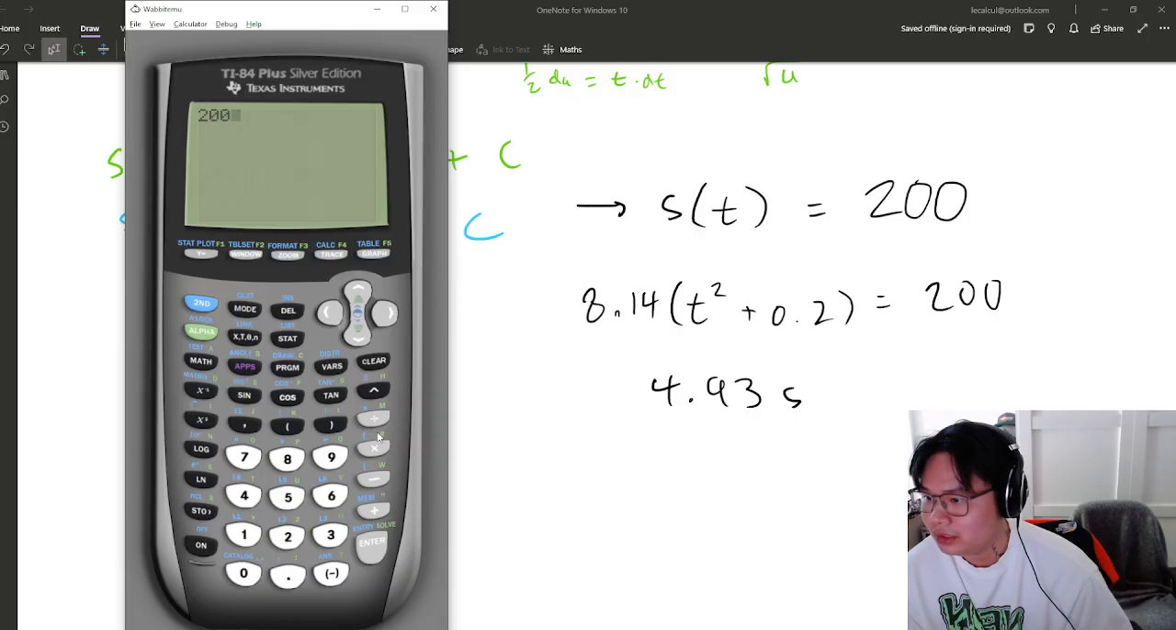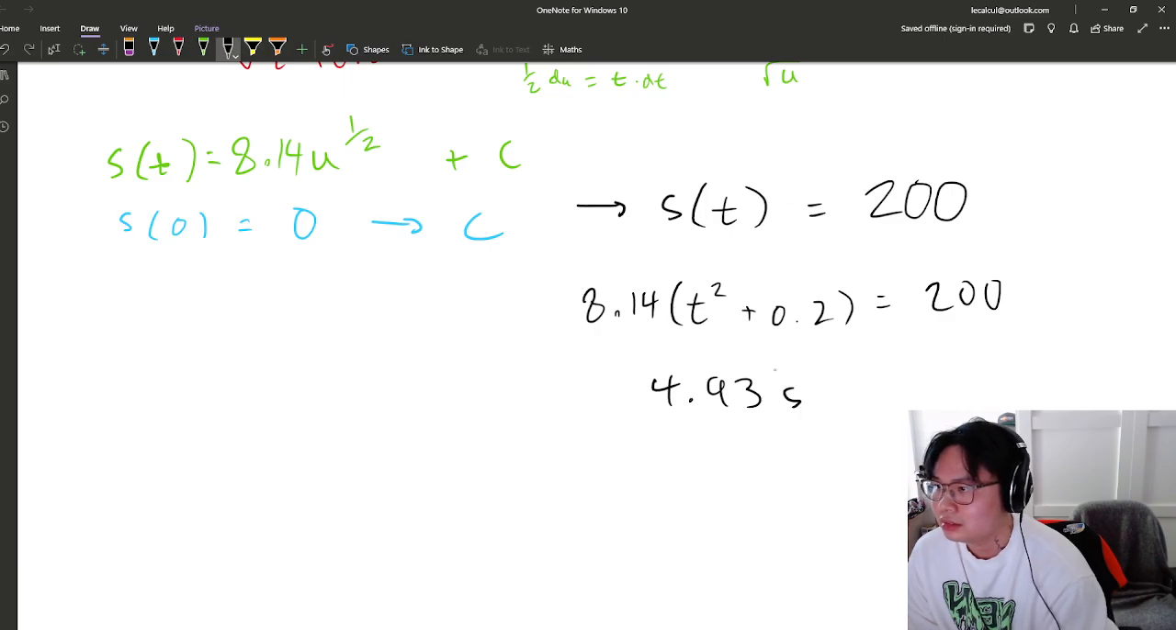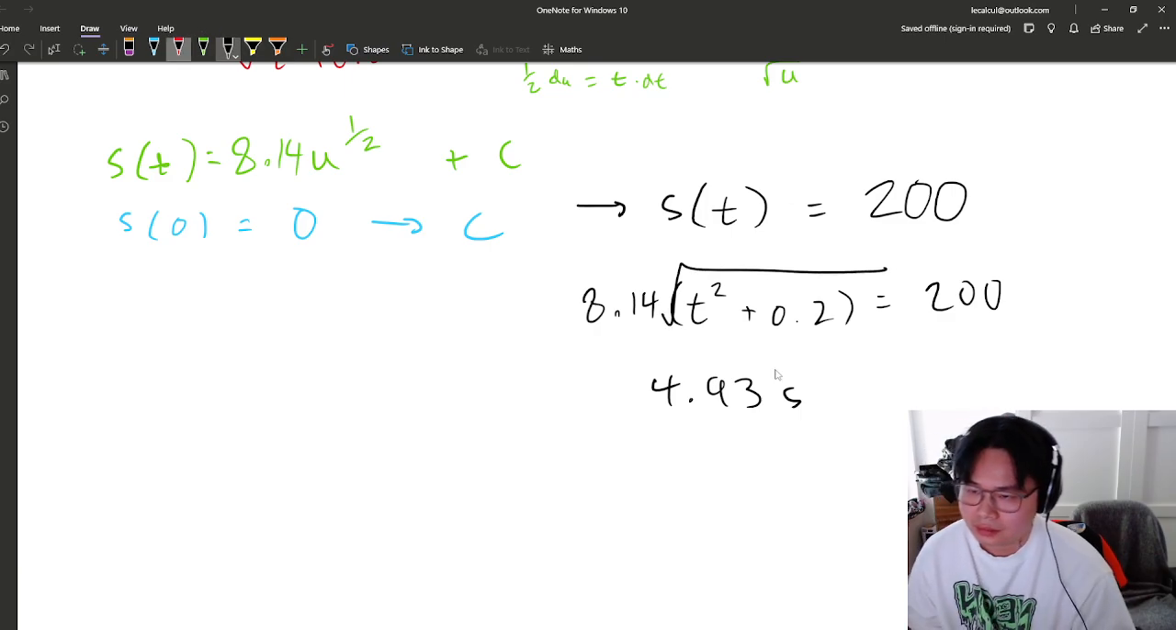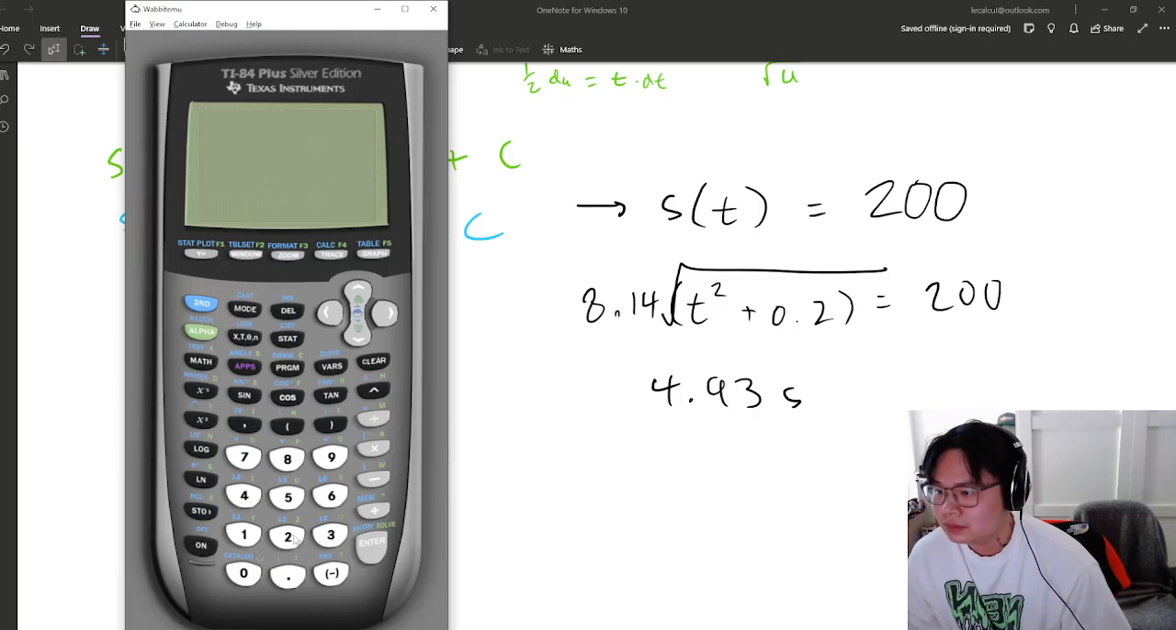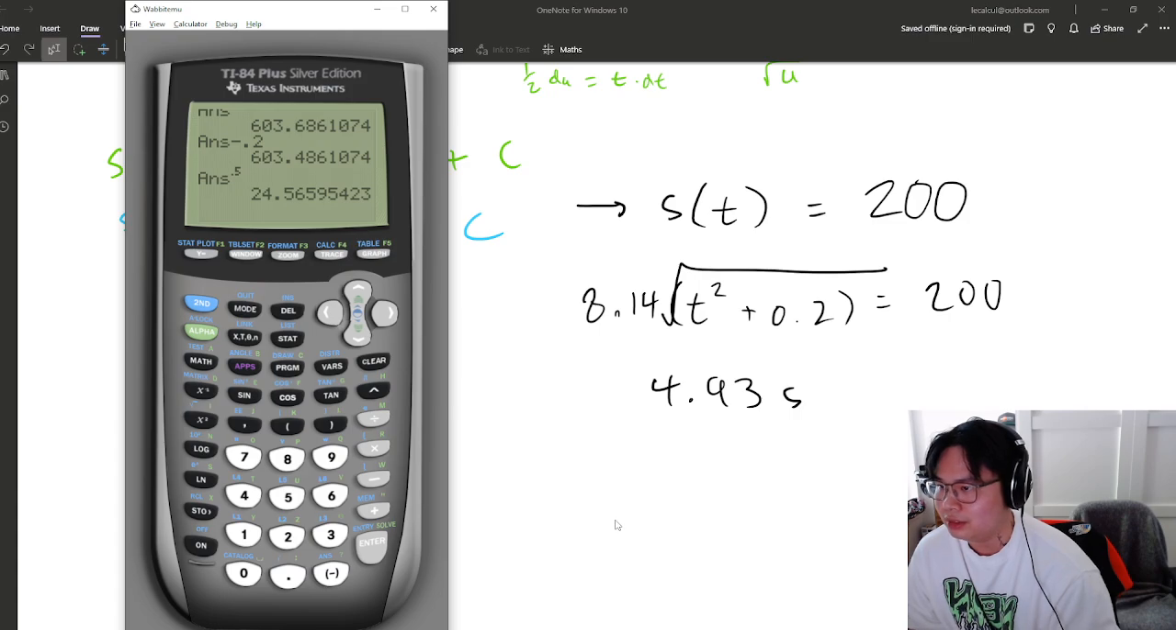Okay, 200 divided by 8.14 minus 0.2, and then... Oh wait, hold on. Silly me. Square. Then subtract off 0.2. And then square root. There you go, that seems more reasonable. 24.6 seconds.